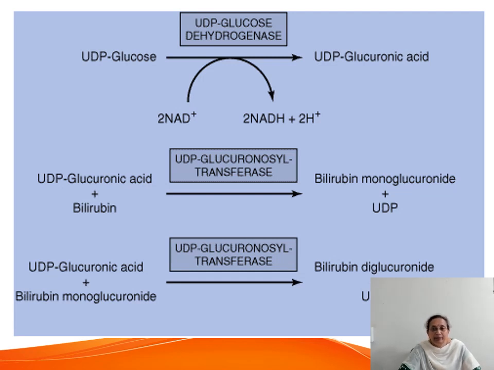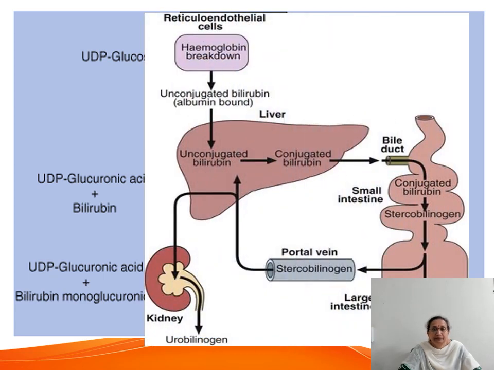Because of the importance of the enzyme, I have shown it once again over here: the same reaction converting unconjugated bilirubin to bilirubin monoglucuronide and bilirubin diglucuronide by the action of the enzyme UDP-glucuronide transferase. So this is the entire process: unconjugated bilirubin is picked up by albumin, enters the liver, conjugation happens, and through the bile duct it is secreted into the intestine.